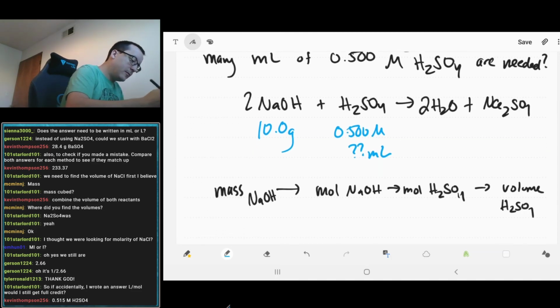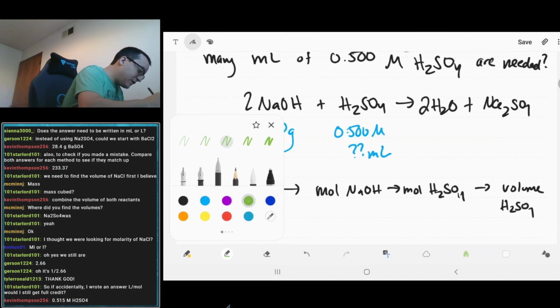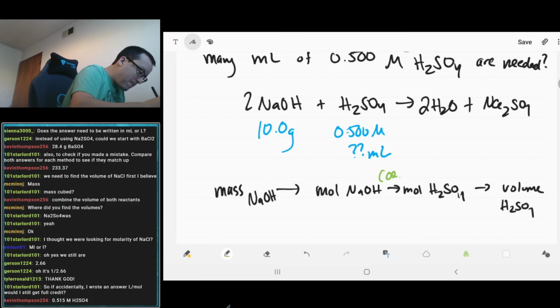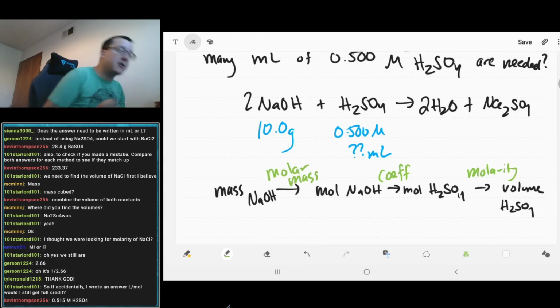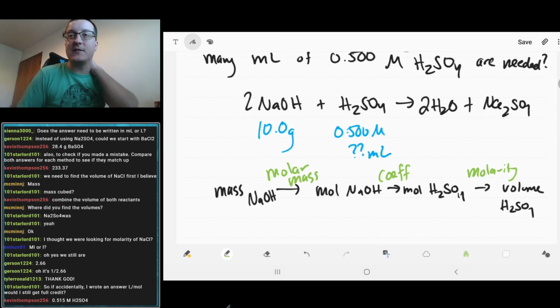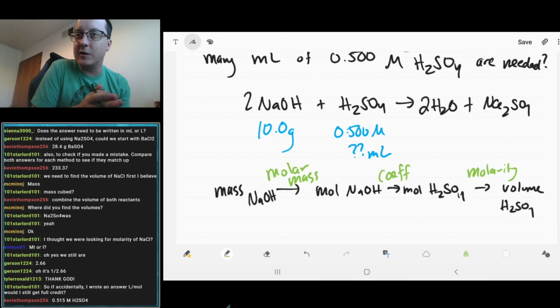And so our conversion factors this time, we're going to use the molar mass of sodium hydroxide because we're given the mass. How we get from mass to moles is using molar mass. Okay, so it's always important that we're paying attention to the units so that we know which conversion factors we should be using.